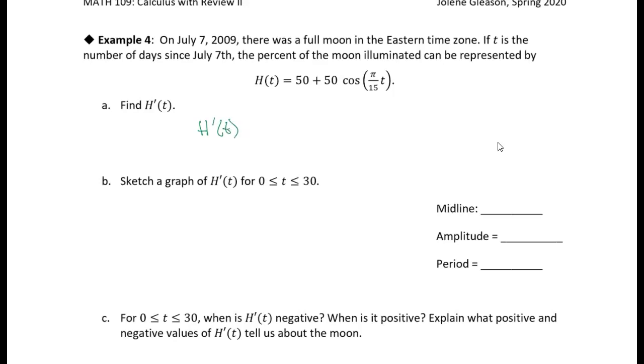H prime of t is equal to... the derivative of a constant is 0. Okay, so then we have 50. The derivative of cosine is the negative sine, so I'm going to put the negative out here. Sine of pi over 15t. But don't forget to use the chain rule here because this is an inside function. So we're going to have to take the derivative of pi over 15t. To do that, we're just going to use the power rule, and what we end up with is pi over 15.